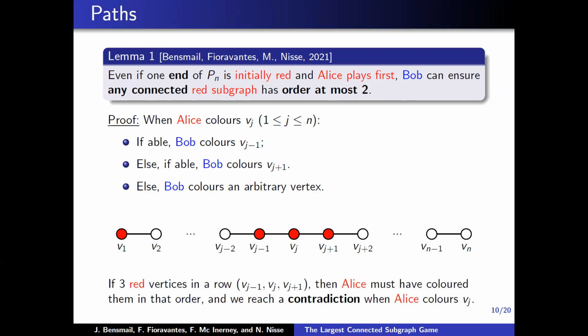And to see that it's true, well, let's suppose in search of a contradiction that Alice is able to cover 3 red vertices in a row, Vj minus 1 through Vj plus 1. And what you have to notice is that Alice must have covered them in that order, because otherwise Bob would have covered the one to the left of it. And so he would have stopped them being 3 in a row. So when Alice covers Vj minus 1, let's say Bob covers Vj minus 2, and the contradiction happens when Alice tries to cover Vj, because now Bob must cover Vj plus 1.